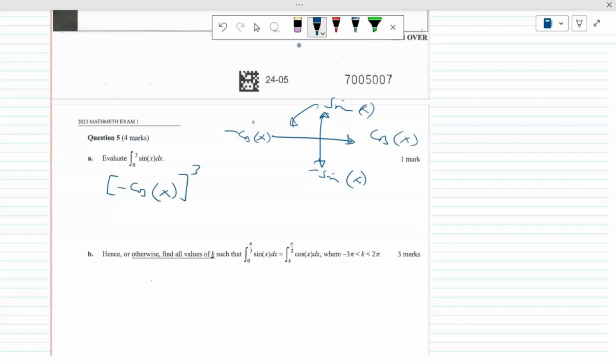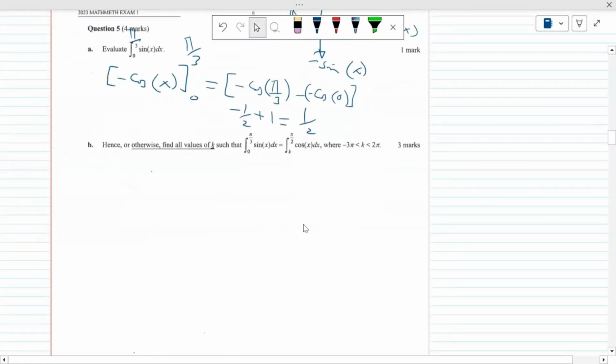So my upper bound is pi on 3, my lower bound is 0. So that gives me negative cos pi on 3 minus negative cos 0. So cos pi on 3 is a half, so that's going to be negative a half. Minus negative 1 gives me a half. So that bit is half.